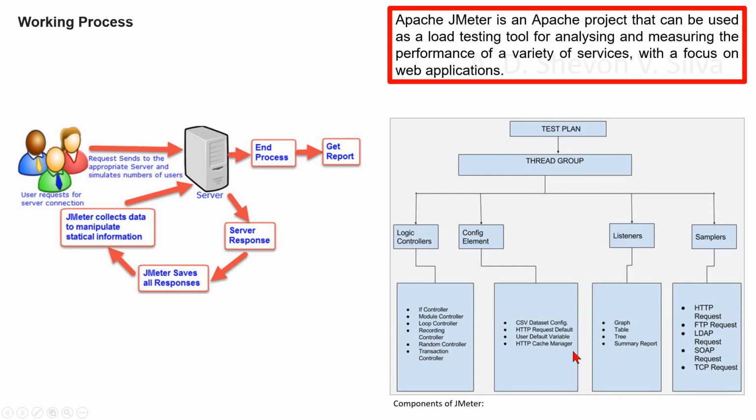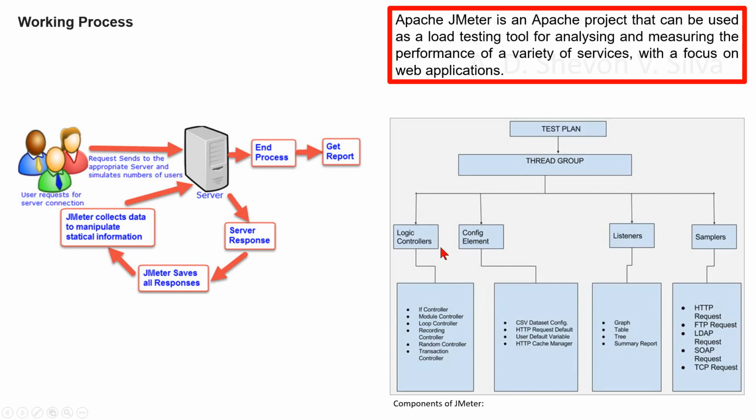HTTP cache manager and HTTP cookie manager are used in making JMeter behave as a real-time browser. HTTP cache manager can clear cache after each request, whereas the other one can manage the cookies settings.